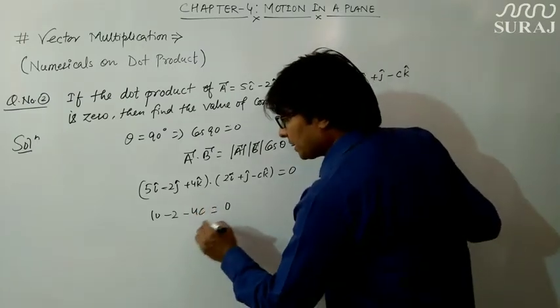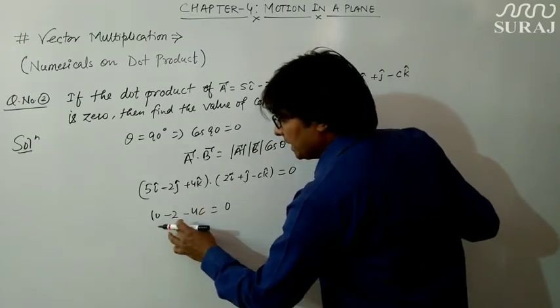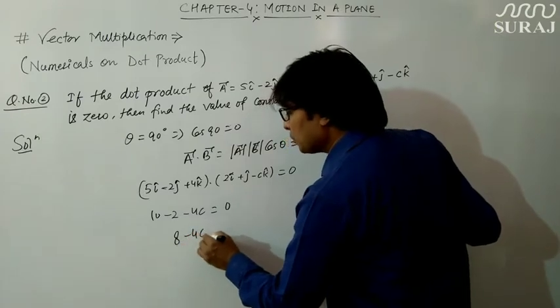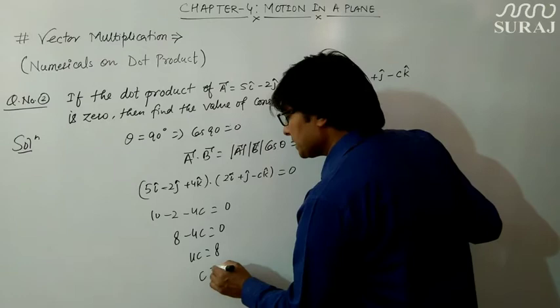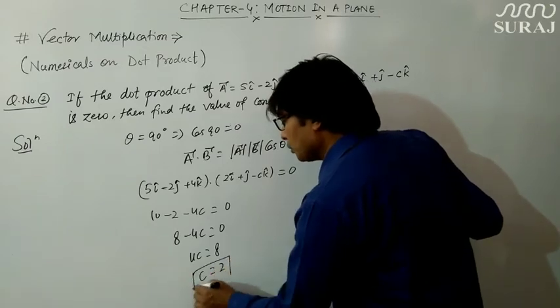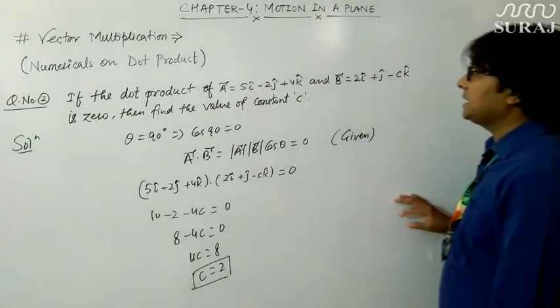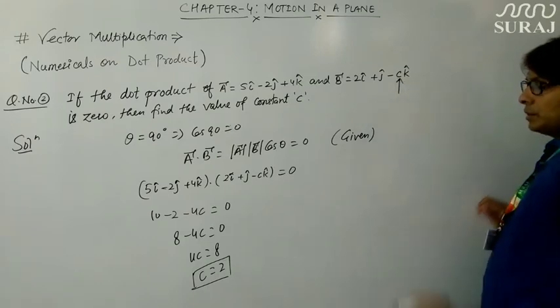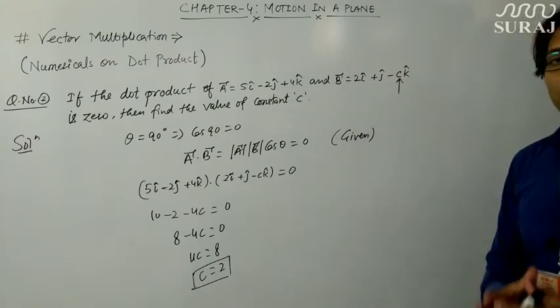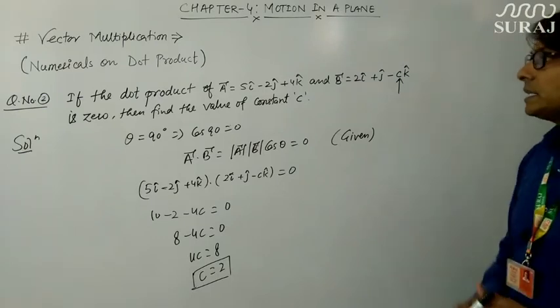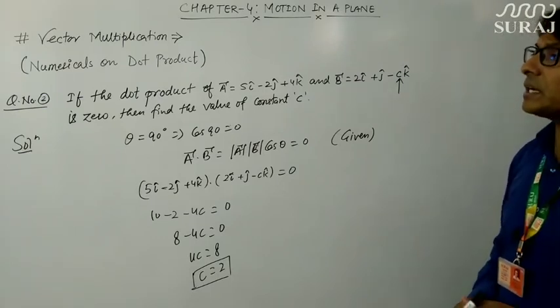So we can write it as 8 minus 4c is equal to 0. So 4c is equal to 8 and c is equal to 2. So the value of constant c is equal to 2. So this is how we utilize the dot product of two vectors to calculate the constant. Okay, let us try one more question.